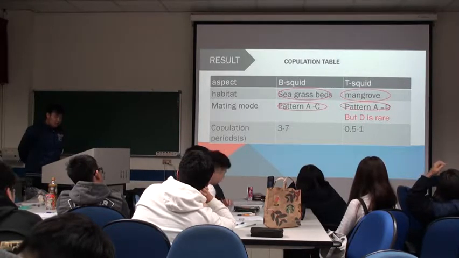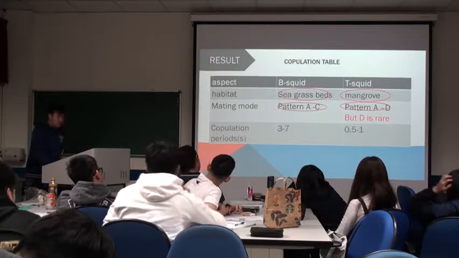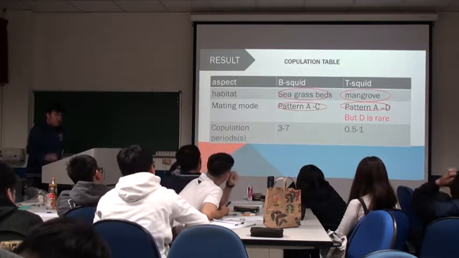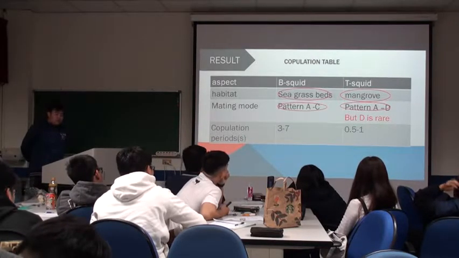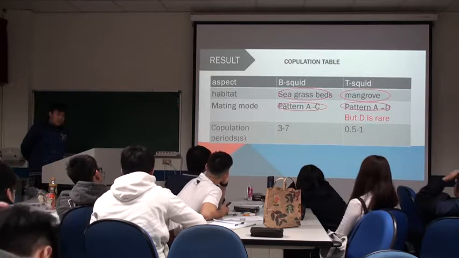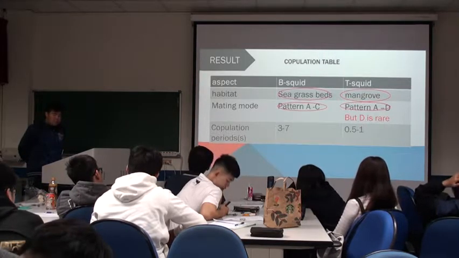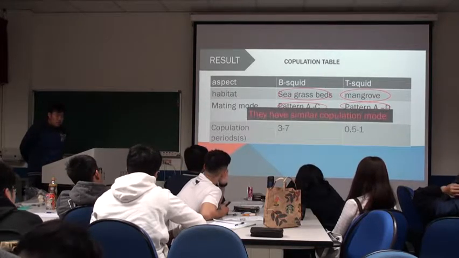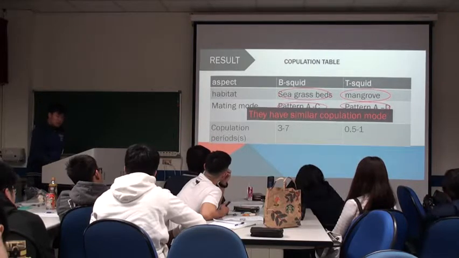You can see that in our habitat, B squid live in the seagrass bed, and T squid live in the mangrove. In the mating mode, B squid only occurred in pattern A to pattern C, and T squid not only occurred in pattern A to pattern C, but also in pattern D. But pattern D is rare, so we can conclude that they have a similar copulation mode.